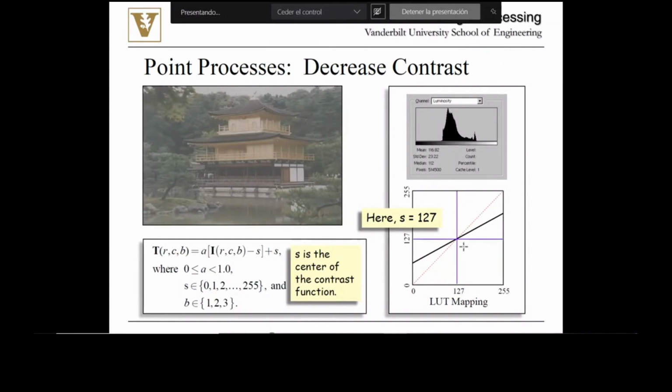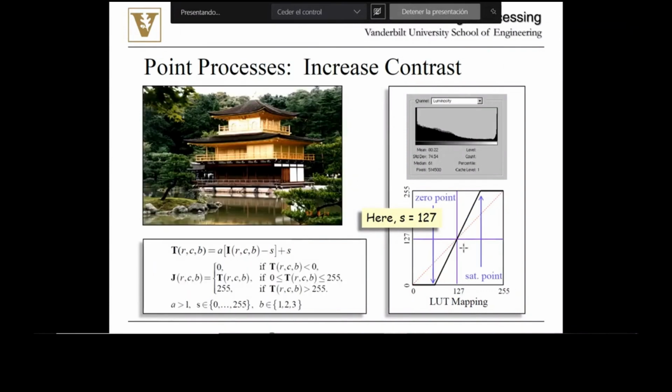Okay, so this is decreased contrast. If A is larger than 1, then we have an increased contrast. But we have to be careful with saturation, because now we might have that the new gray values are either below 0 or above 255. So we have to pay attention to saturating at 255 and 0. This is what this is doing.